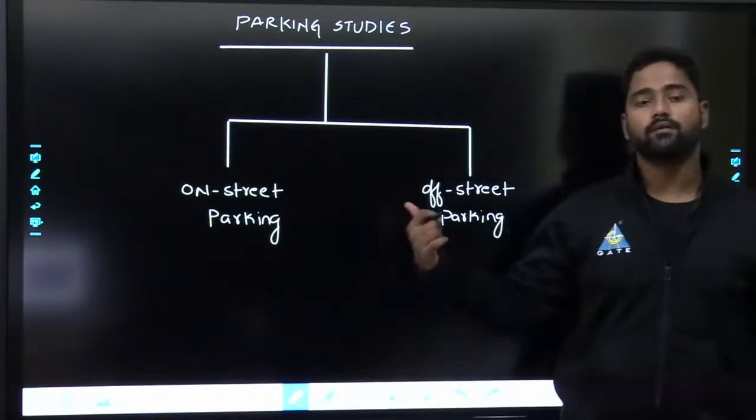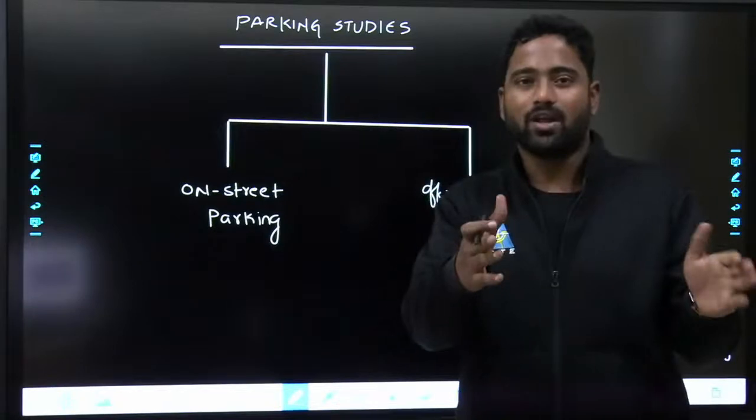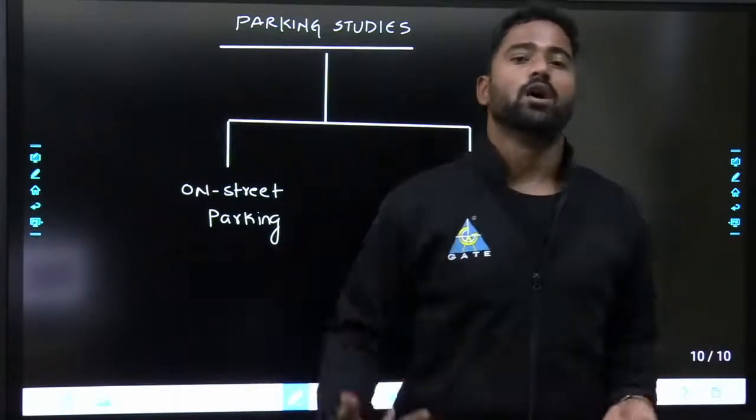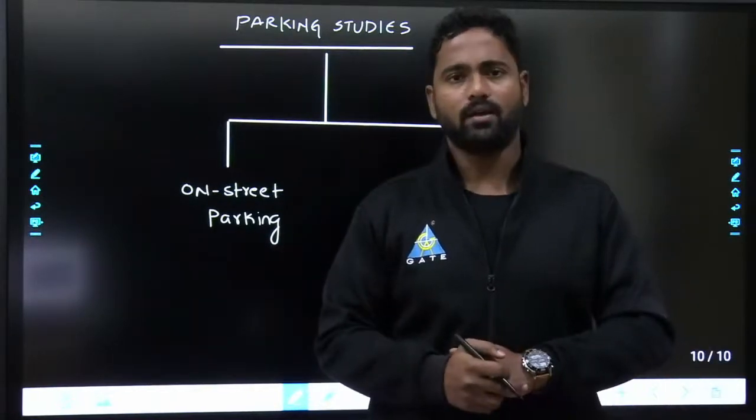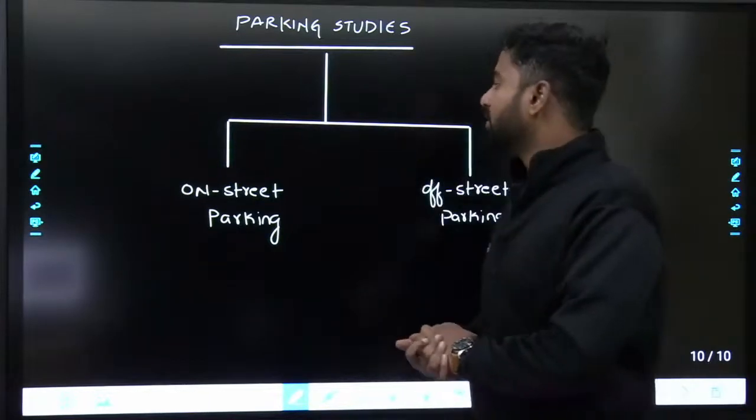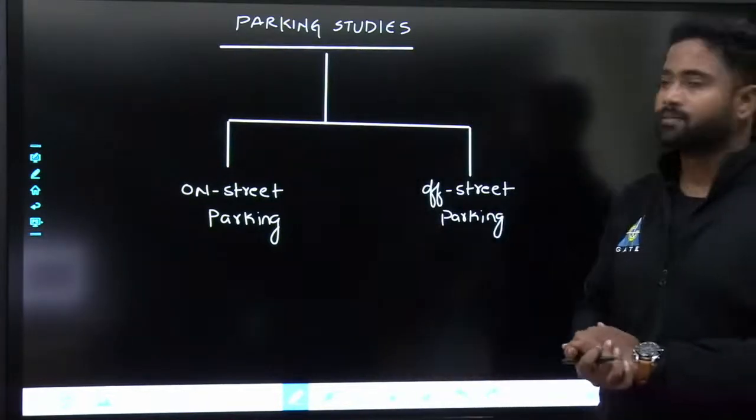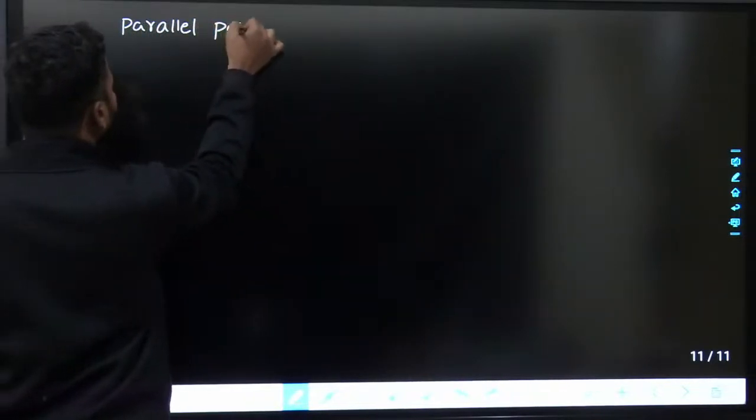On-street parking is when you are parking directly on the streets. Wherever space is available, you will go and park your vehicle. Fine. In this, there are different types of parking. First one is parallel parking.